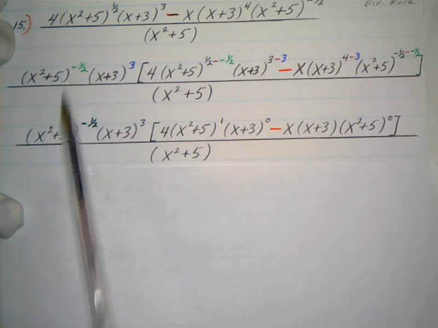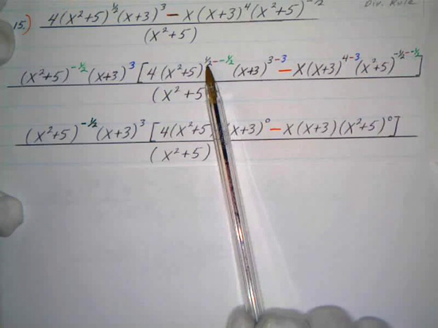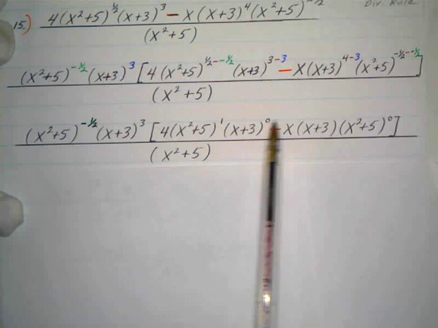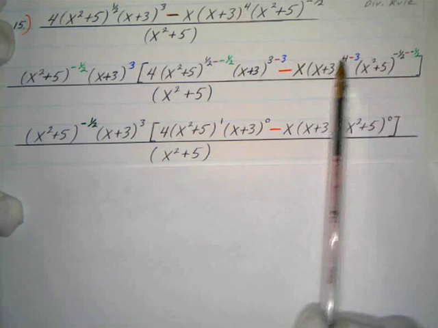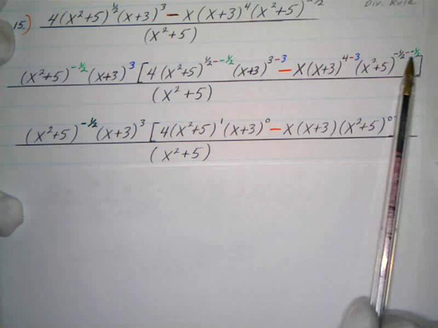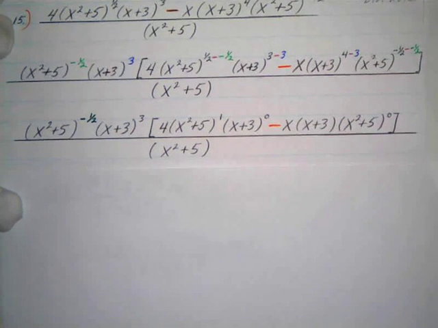Okay, so this stays the same, that stays the same. Negative 1/2 plus 1/2 is 1. And then 3 minus 3 is 0. 4 minus 3 is 1. And then negative 1/2 plus 1/2 is 0. So you see we get our zeros and our ones.